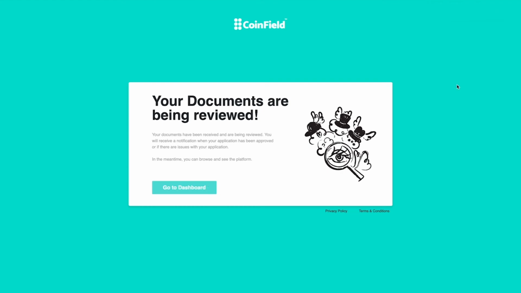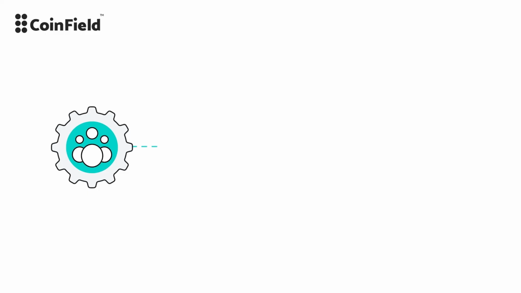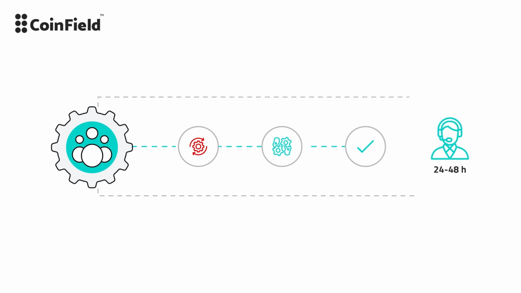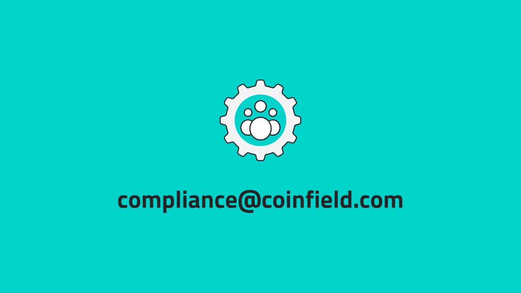And that's it! Our compliance team will manually review your documents and details if you are not automatically approved. They will be in touch within 24 to 48 business hours if further information is required or if you have successfully upgraded your account. Our compliance team can be contacted at compliance@coinfield.com.